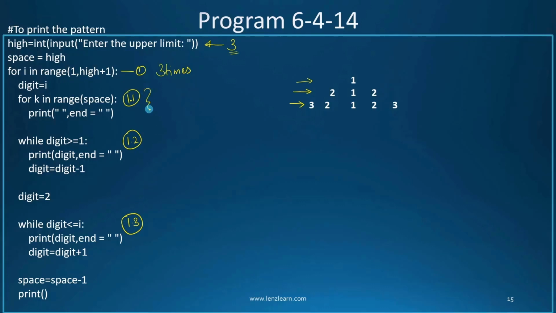Now the job of this first for loop is to print spaces before each line. So here you can see in the first line you require more spaces, in the next line the number of spaces required is less, and in the third line it is minimal. Okay, so that's the job of the first for loop. The job of this while loop is to print numbers in the decreasing order.